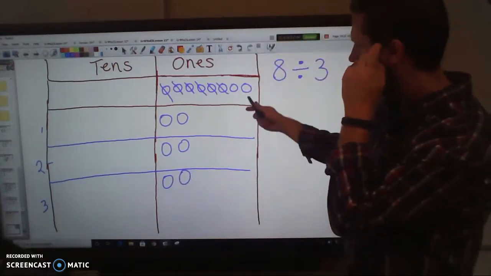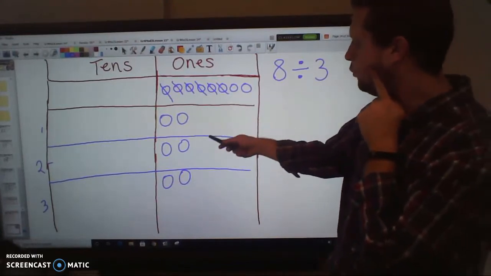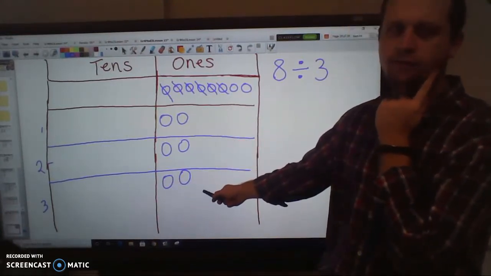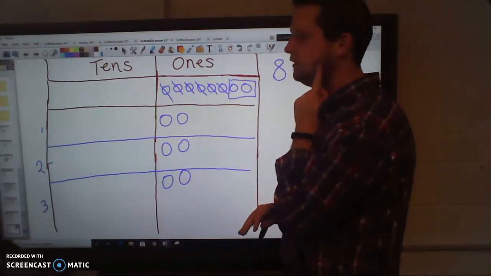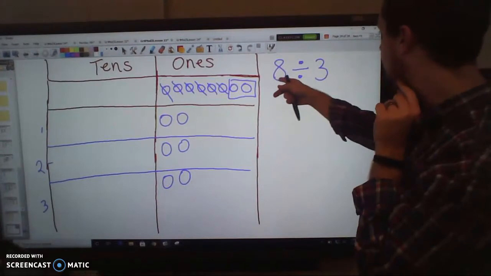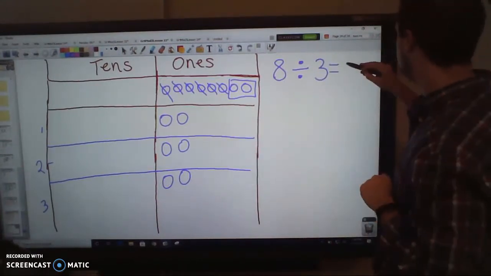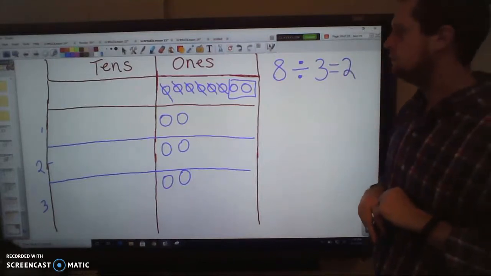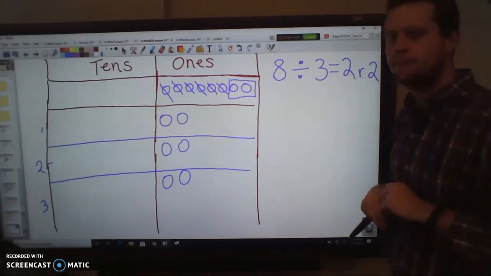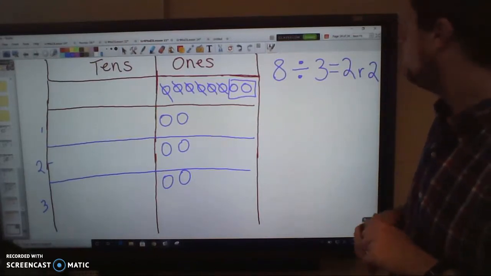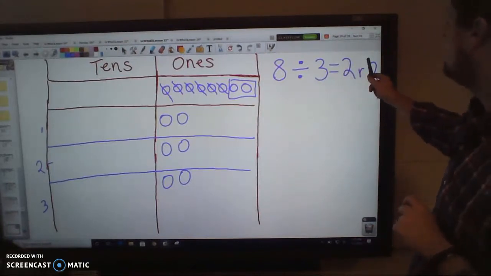Now, if I distribute these, I have 1 here and 1 here, but I wouldn't have enough to go to the 3. So I'm going to box them. That's my remainder. So 8 divided by 3 is going to be 2, remainder 2. So 8 ones divided by 3 ones is 2, remainder 2.